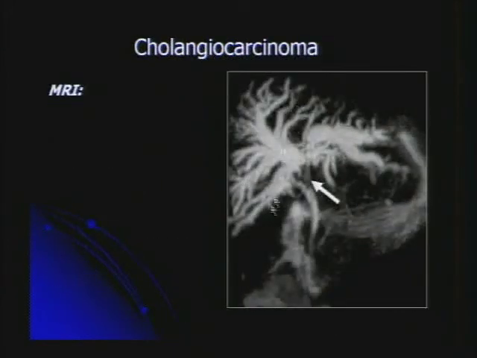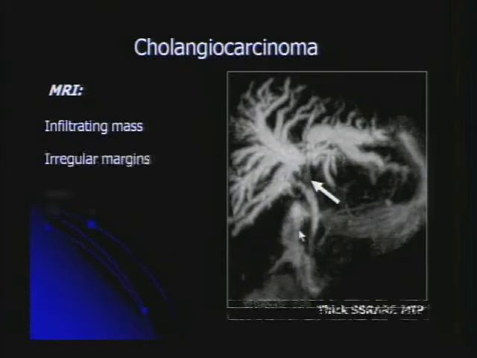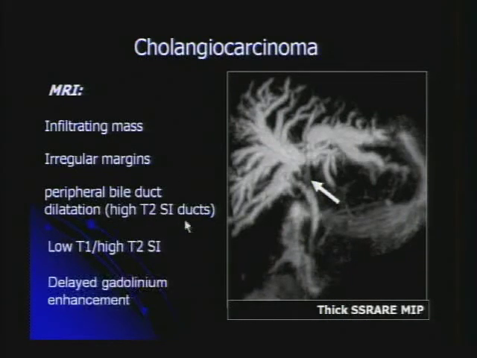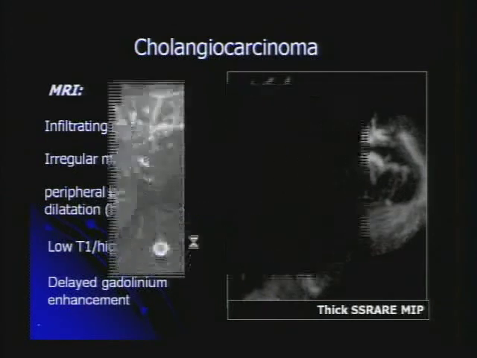Here's a MIP from an MRCP image, and in these images what you might see is a signal void where the tumor is causing a stricture of the bile ducts. So irregular margins, bile duct dilatation, high signal on T2. I think MRI is actually very helpful for cholangios because you get better contrast, so it can make it slightly easier to see the tumor.